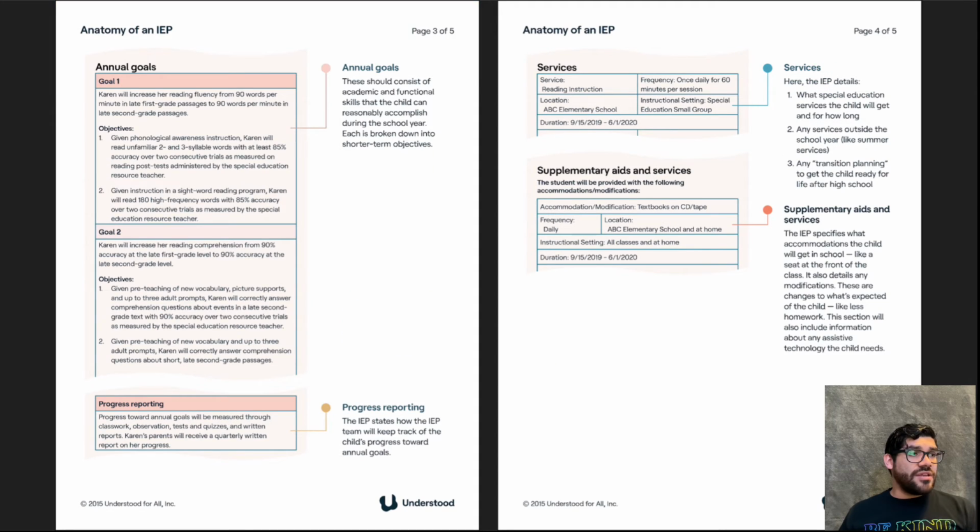Just after that, on the next page you can see the annual goals, and it has the goals as well as the objectives that lead up to the goals. The objectives are kind of like a stepping stone. Underneath that you have the progress reporting, and this basically states how the IEP team will keep track of and report the progress. On the next page you have the services that are provided through this IEP, as well as supplementary aid and services. That supplementary aid is basically like the 504. It's accommodations and modifications to the classroom for the student to be in the general ed classroom.